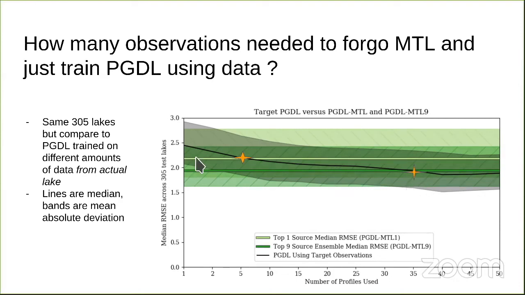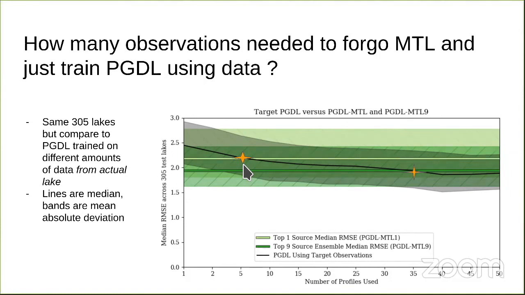And the crossover point for the single source meta-transfer learning model is around 5. And these are kind of the two extremes. So you have the meta-transfer learning using no data, and then you have the PGDL using all the data. But you might imagine further work or different approaches that would use both.